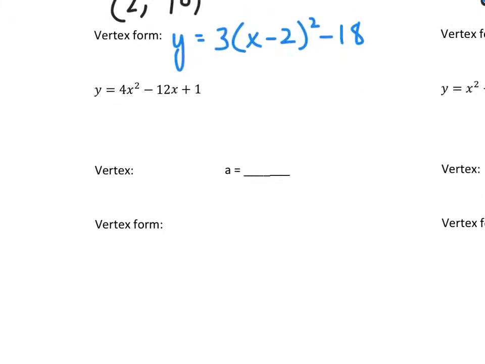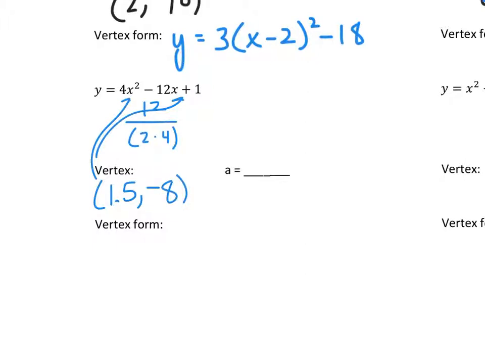Okay, vertex, again, -b over 2a. So -b, so this would be 12 divided by 2 times 4, which is 1.5. So the x is 1.5. To get the y, you need to plug 1.5 in for x. So you can put that in your calculator and you get -8. So you can pause and try that yourself. A is 4. So now I'm going to write this in vertex form. It's going to be y equals 4 times (x minus 1.5) squared minus 8.